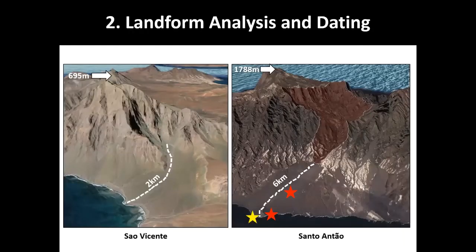The other topic that we are developing is the landform analysis and dating of these alluvial fans, especially the big ones like these two. I'm going to present the results that we already have for the Pedrinha complex of fans in Santo Antão, this one. This fan has 6 kilometers of length and a huge catchment inland, this one, which could be linked with an old volcanic crater.